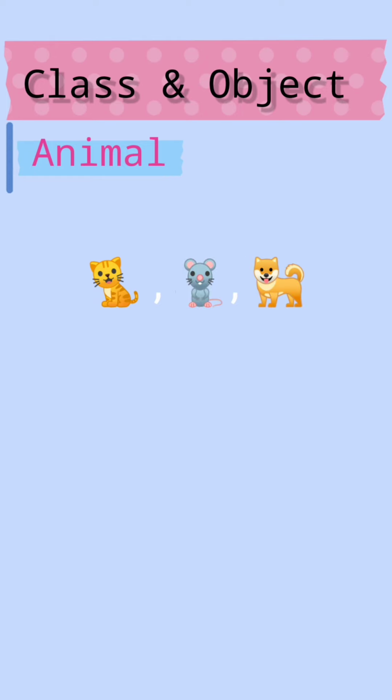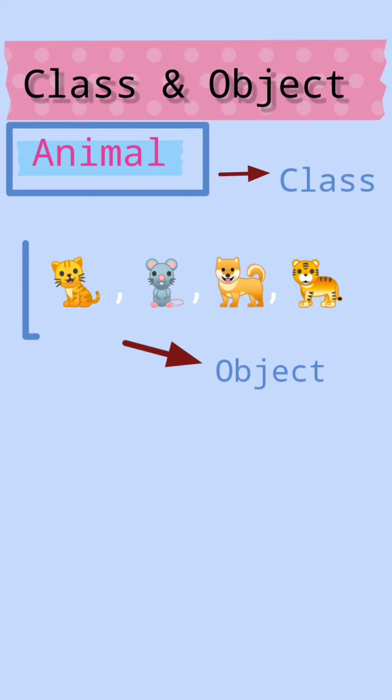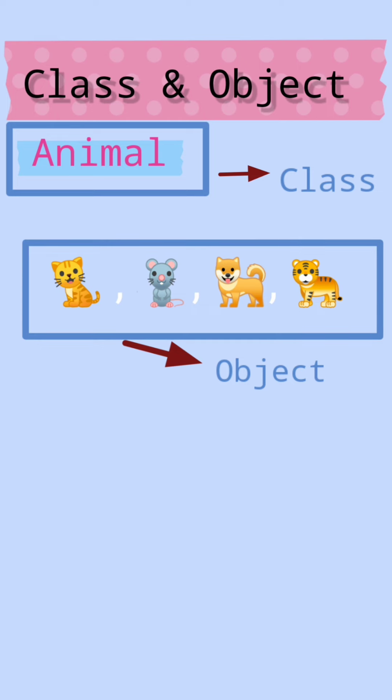Class and object. To better understand these concepts, let us take an example like animal. Here, animal is a class in which there are different types of animals present like cat, rat, dog, tiger, etc. Here we are denoting the class with animal and the different types of animals individually with objects. Like in our case, tiger is an object of the animal class. In the same way, cat is also an object of the animal class.